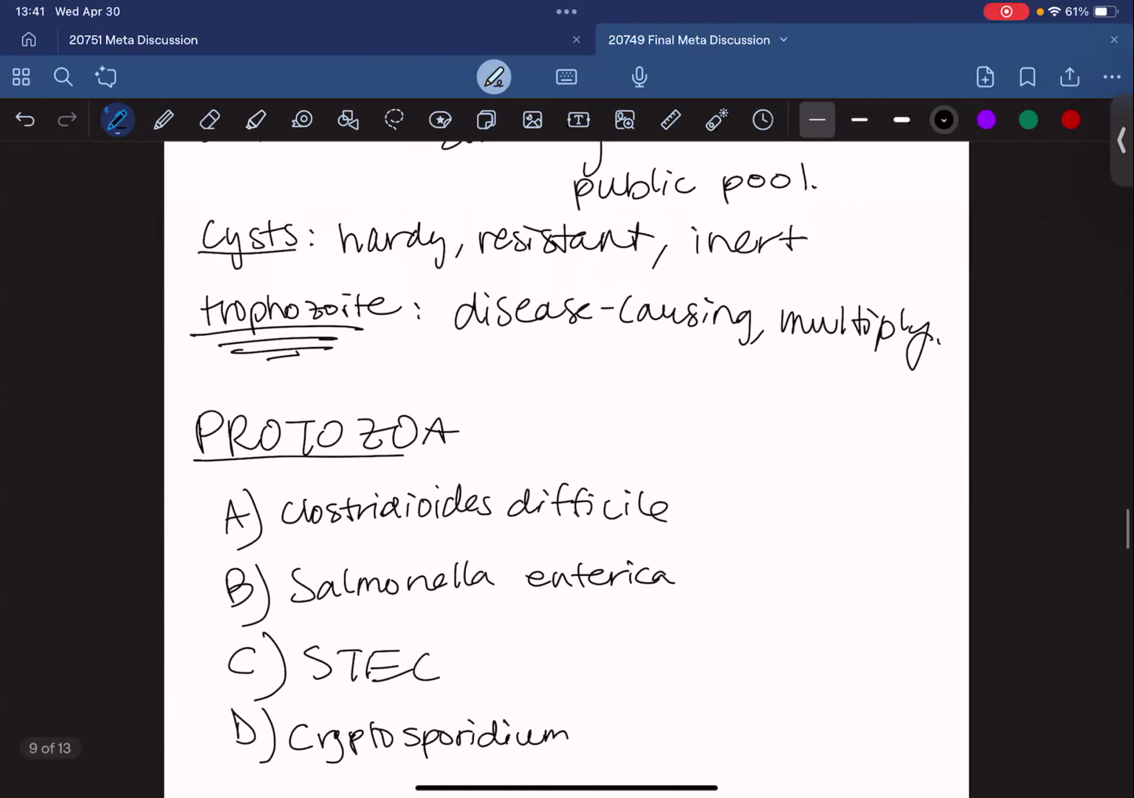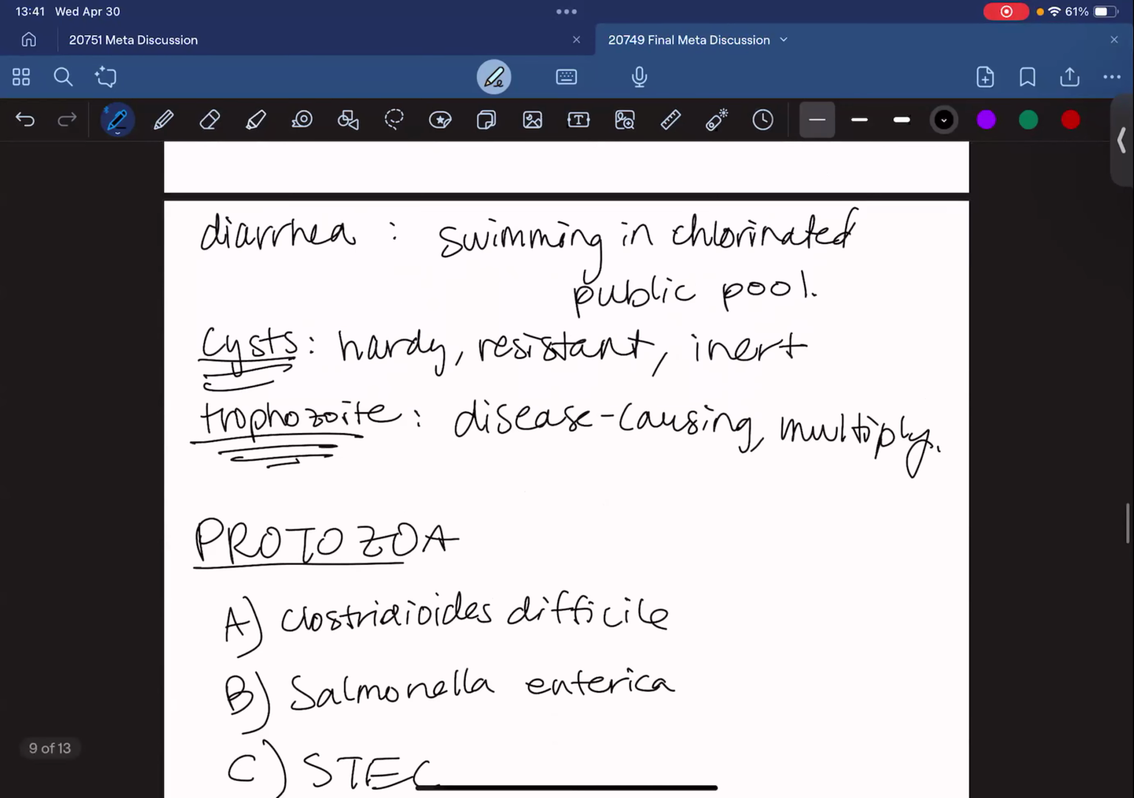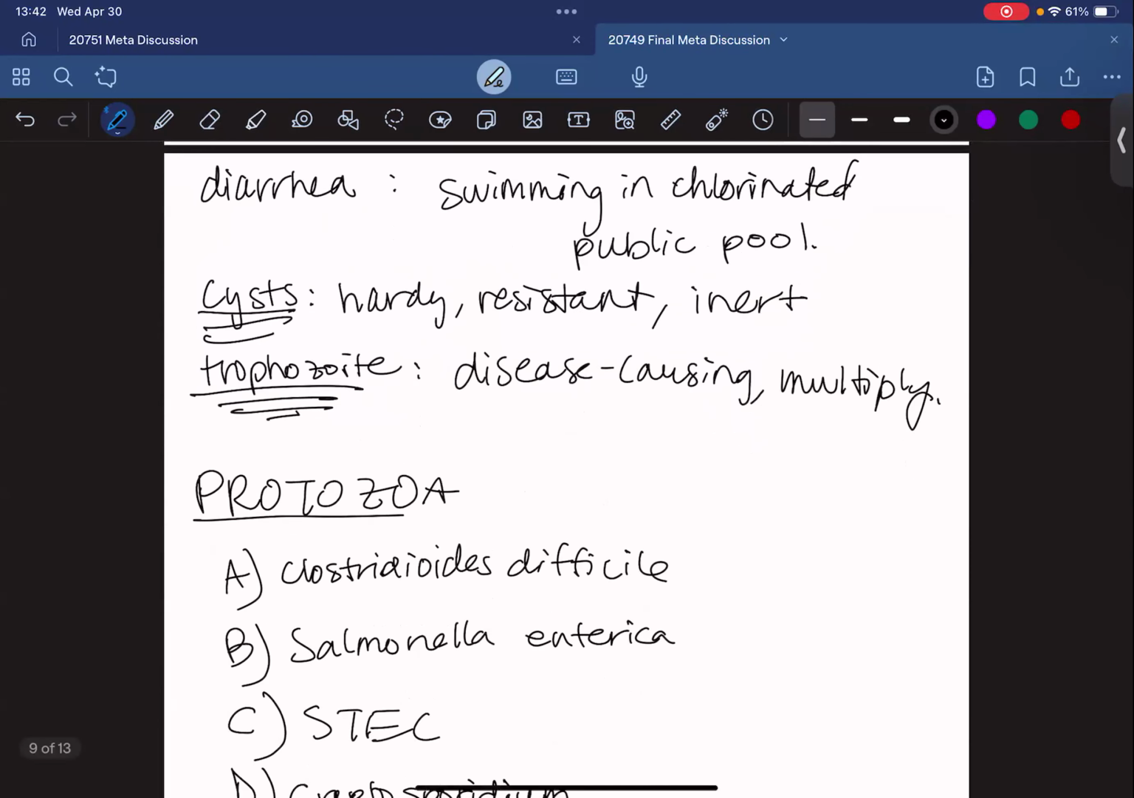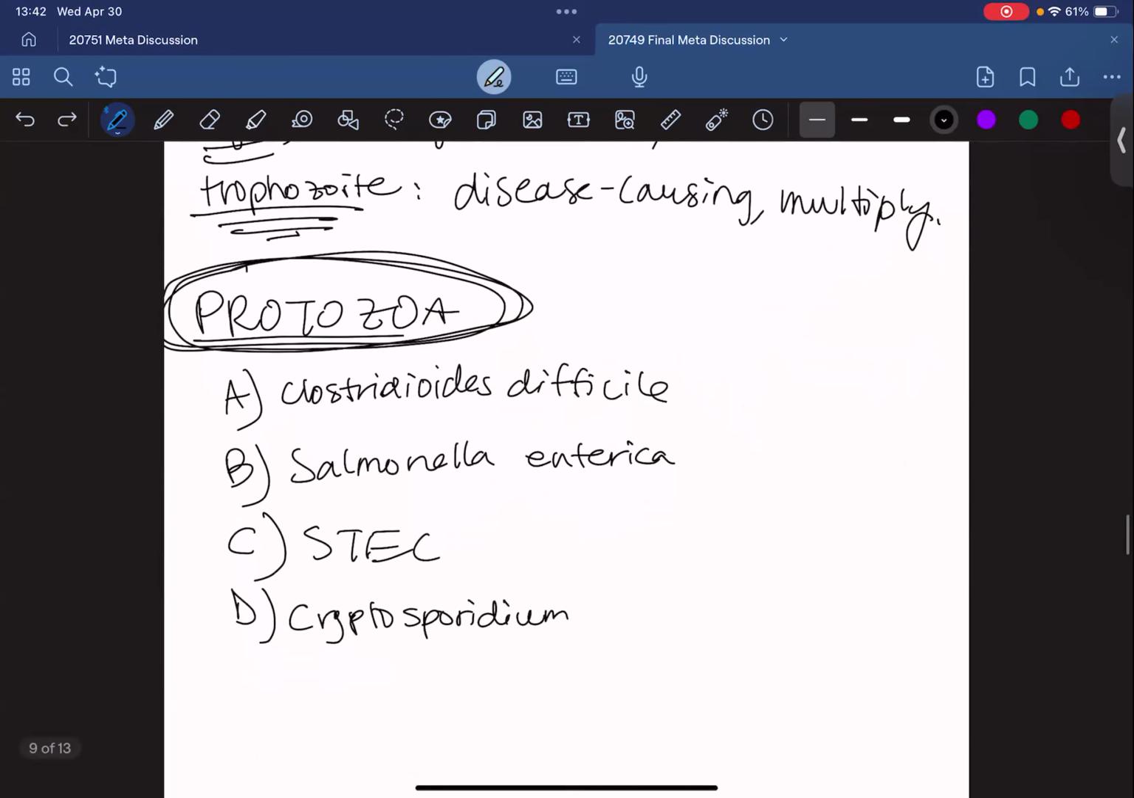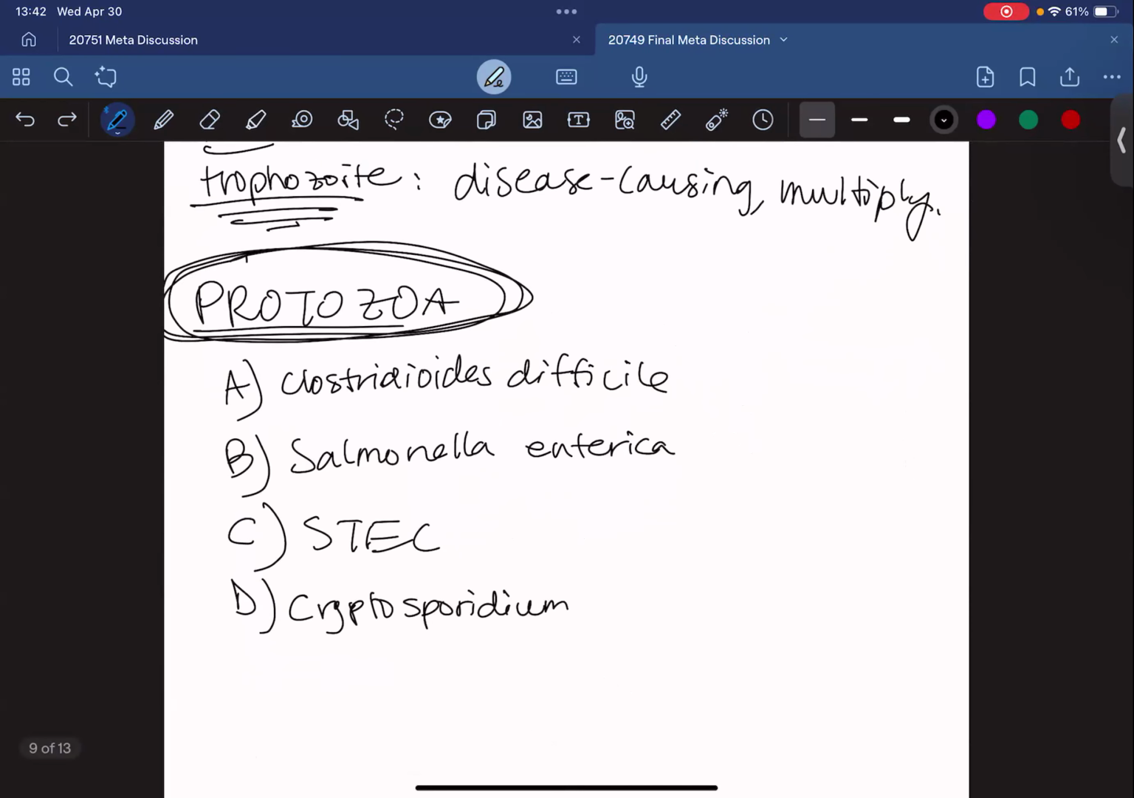We have identified that there are cysts and trophozoites. It's in a public pool. Therefore, if we know there's cysts and trophozoites, this has to be a protozoa because that's a defining characteristic of protozoa. So the real question here is, which of these are protozoa? D. This is protozoa.